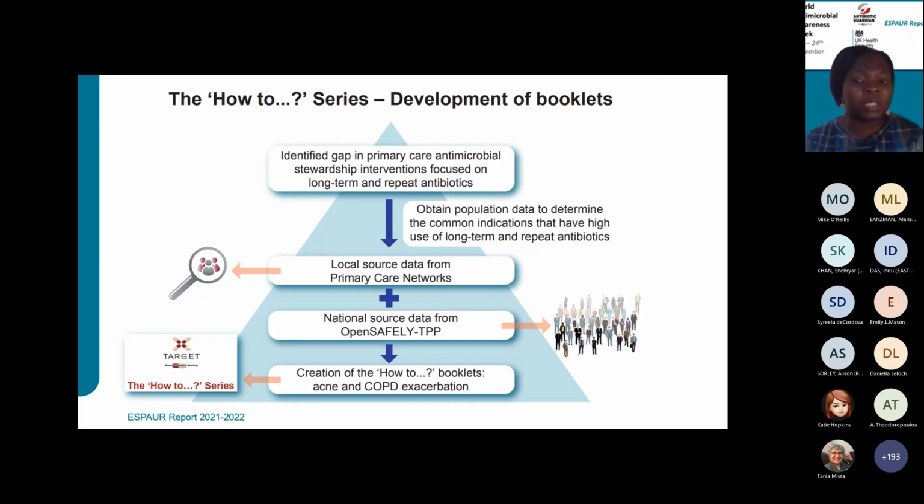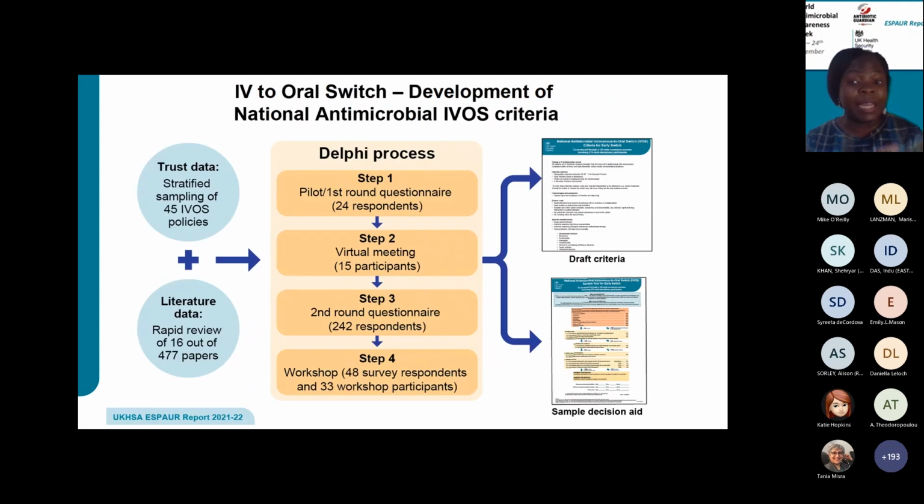In the first instance, we focused on acne and COPD, and we did some work with Open Safely, rather than RxInfo, who focus on secondary care, to look at the primary care data. We were able to identify that acne, COPD and UTI were common infections where there were long-term and repeated antibiotics. So we've started with acne and COPD, and colleagues within NHS England are working on the UTI how-to guides at the moment. Next slide. This is also really linked to the structured medication reviews and DES.